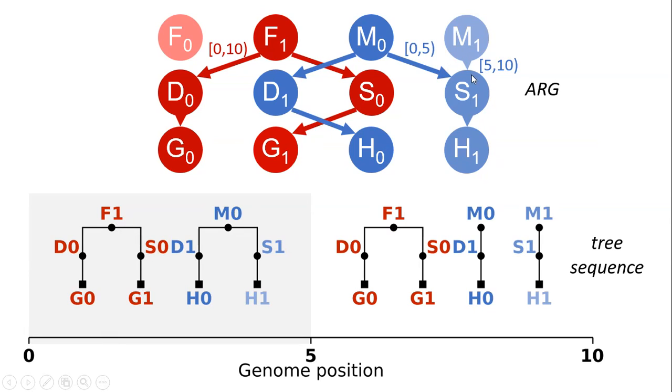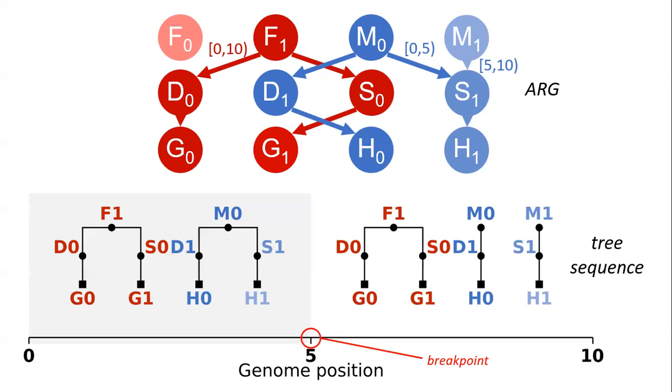And the key thing is with the recombination. So between 0 and 5, the parent of S1 is M0, and we can see that here. And then between 5 and 10, the parent of S1 is M1, and we can see that here. So you can see from this that these two structures are telling us the exact same information. And it just so happens that the one on the bottom is for most purposes better to work with. And this position where the recombination occurred is called a breakpoint.